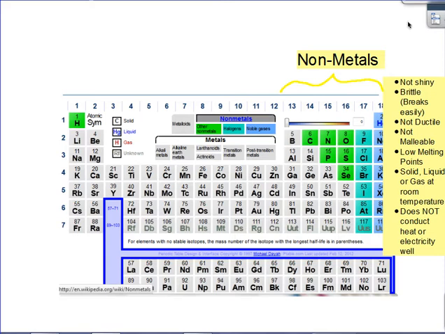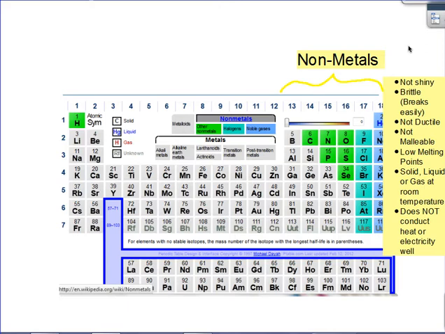One of the common features of elements in the periodic table is being able to divide them into metals and nonmetals. Here on our chart we can see the nonmetals are grouped right here in color, and some of the common characteristics of nonmetals, the way that you can recognize them, is that they are not shiny, they are brittle, which means they break easily, they are not ductile, which means that you cannot turn them into wires. They are not malleable, which means you can't bend them or make them change shape.